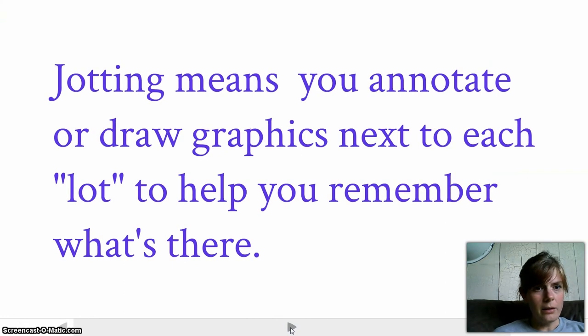After you've lotted, then you want to make a little annotation next to it. What is this about? This paragraph gave me the setting and this happened to this character. So you can either annotate using words or you can draw graphics next to each lot. Something brief, something small that'll help you remember what that lot is about and why you lumped it together.